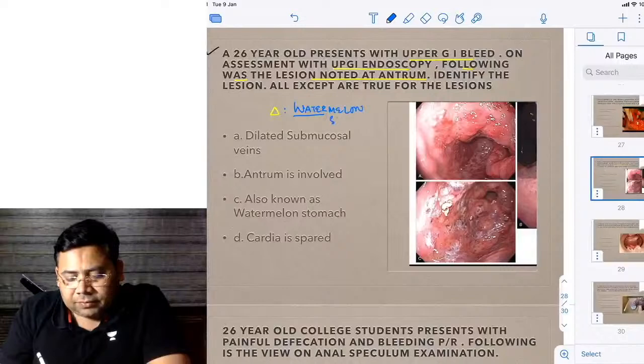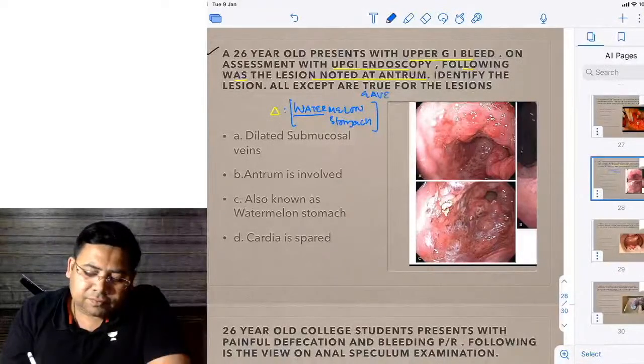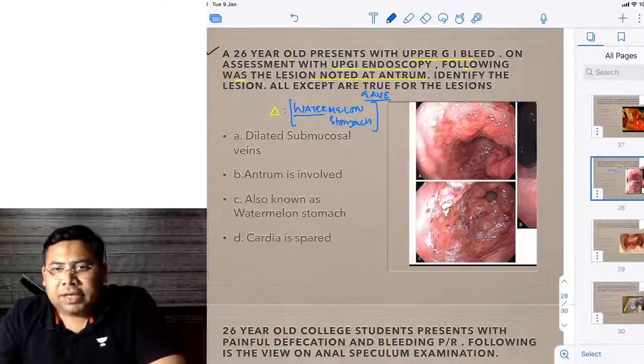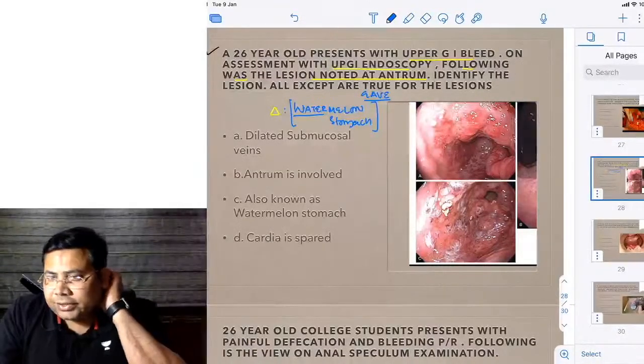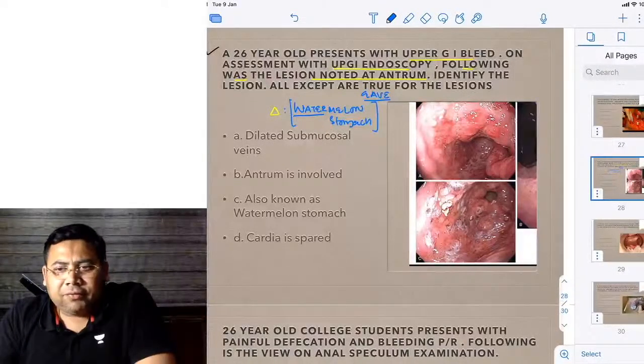Watermelon stomach. And what is this watermelon stomach better known as? GAVE. This is known as GAVE, Gastric Antral Vascular Ectasia. Excellent. Let us talk something about that and then we'll come back to this.